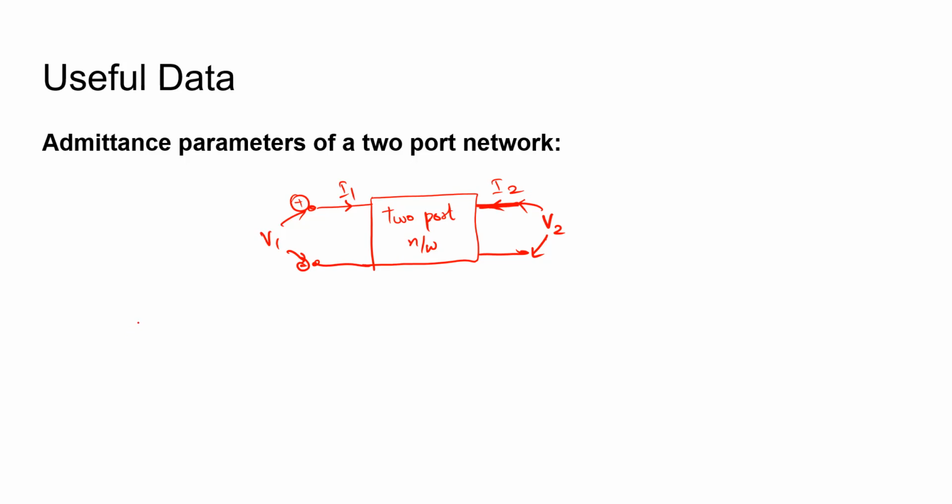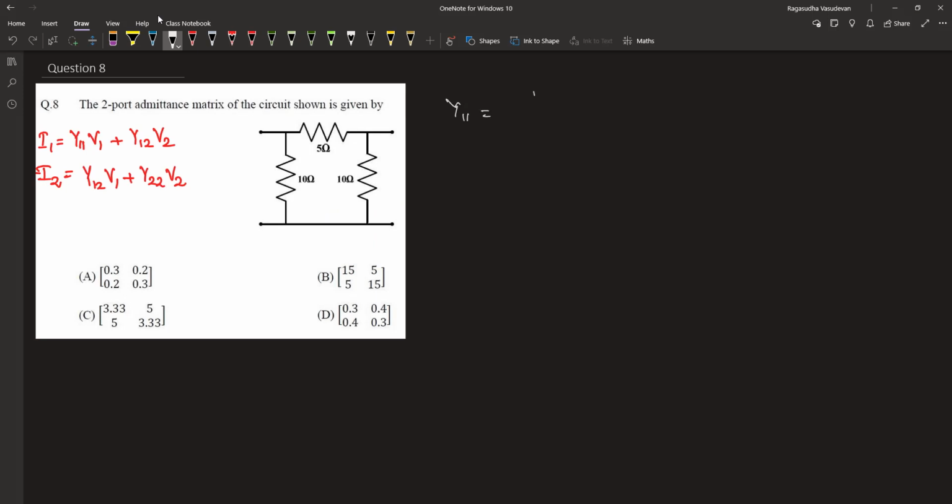The admittance parameters will be I1 is equal to Y11 V1 plus Y12 V2, and the output current I2 is equal to Y21 V1 plus Y22 V2. The input admittance Y11 is nothing but the reciprocal of the input impedance, which is equal to the current I1 divided by V1 when V2 is 0. When V2 is 0, it means that the output port is a short circuit, and we are applying a voltage V1 across the input terminals, and I1 is the current that is passing through it.